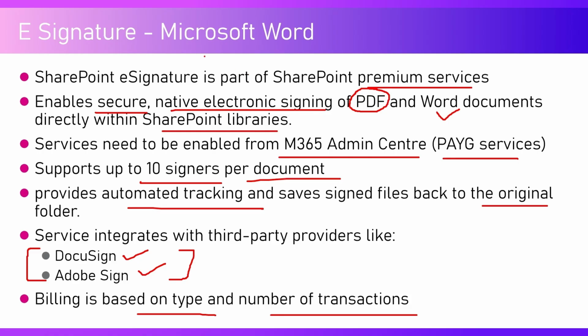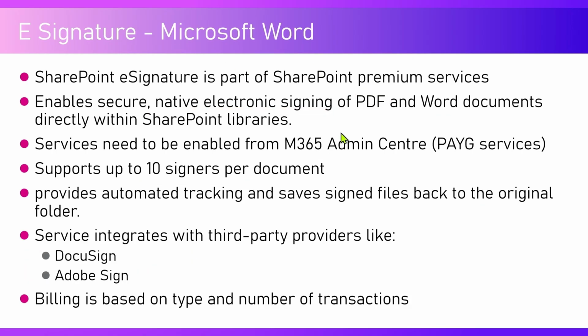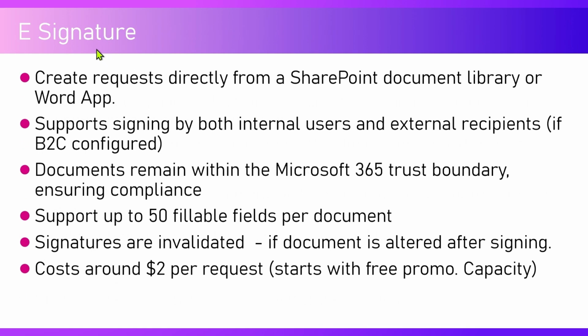In this video, we are just focusing on Microsoft Word e-signature. E-signature basically creates a request directly from a SharePoint document library or a Word application. In a document library, you can have a Word document or a PDF document, and within the Word document, you can create the request directly for e-signature. It supports signing by both internal users and external recipients, if B2C is configured.